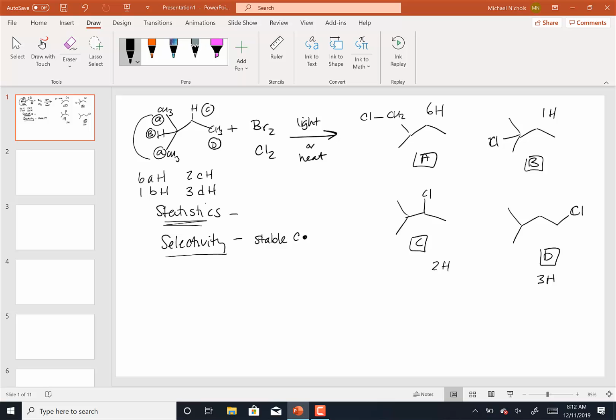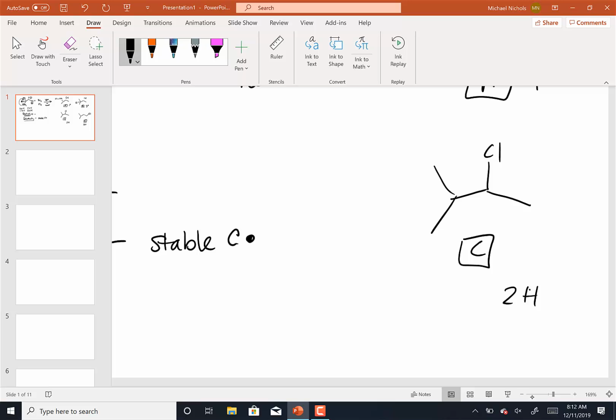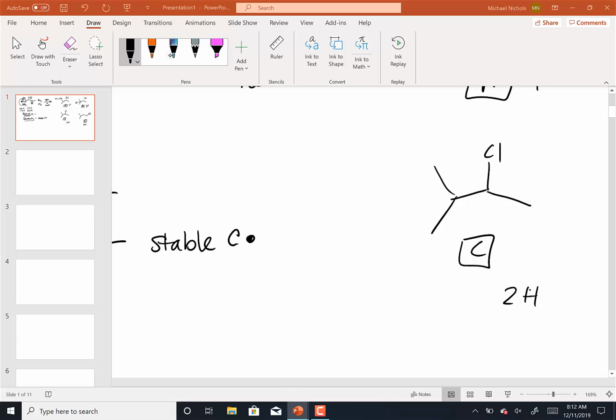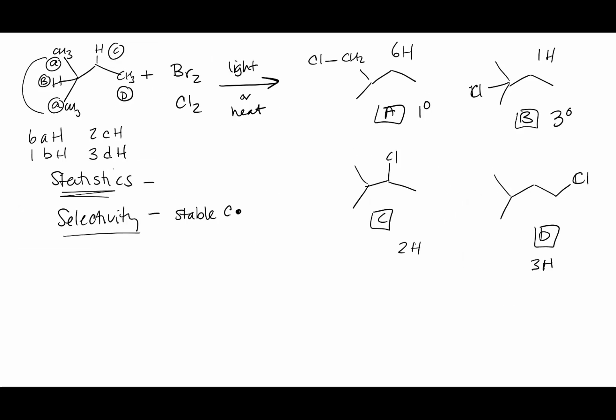If we look at that, we could ask, where did product A come from? Product A came from a primary radical. Product B came from a tertiary radical. Product C came from a secondary radical, and product D came from a primary radical.